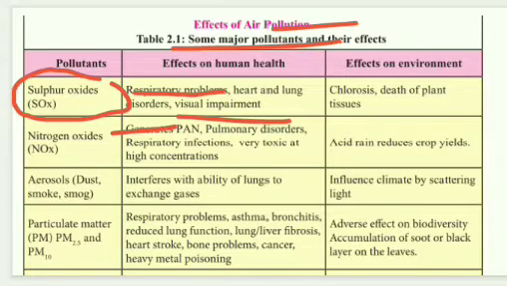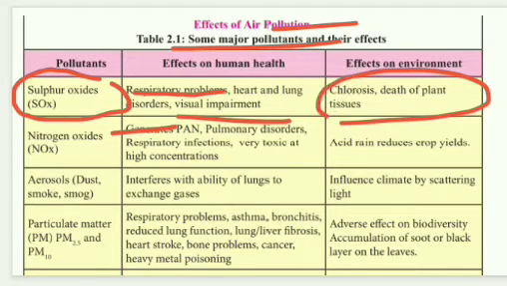On the environment, it causes chlorosis and death of plant tissues. So sulfur dioxide is very dangerous to plants also. This is all about oxides of sulfur, one of the important air pollutants. Now the second important air pollutant is oxides of nitrogen.